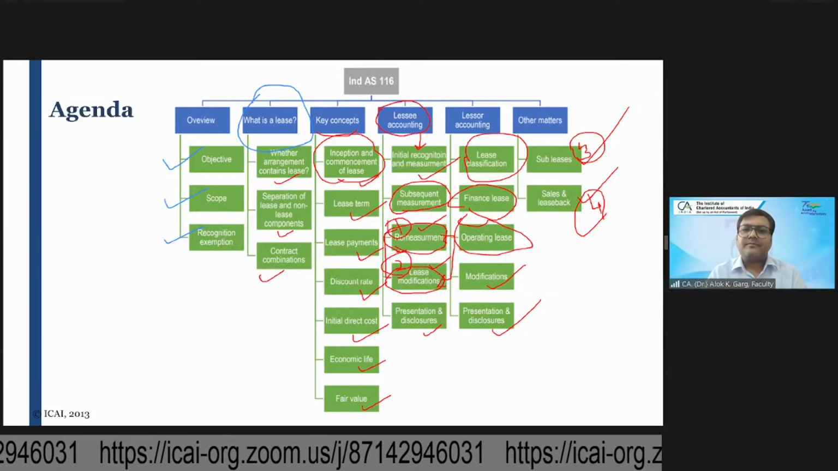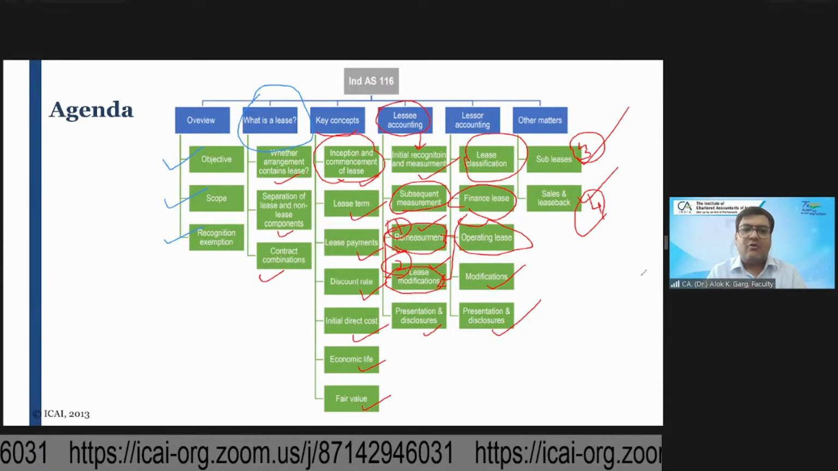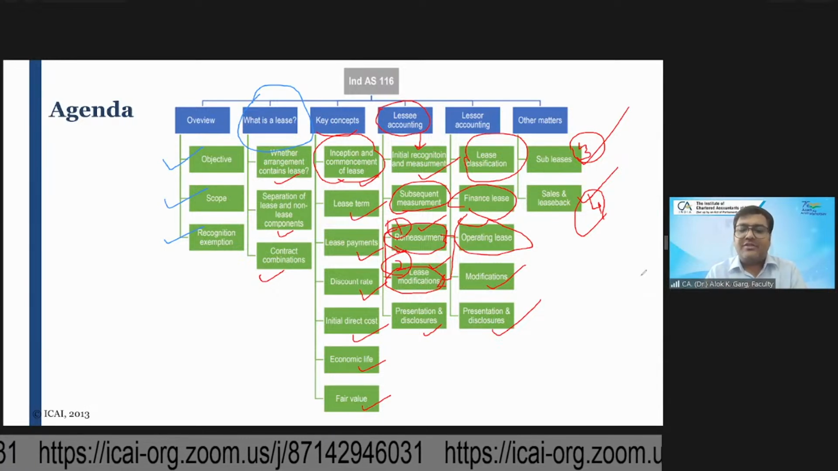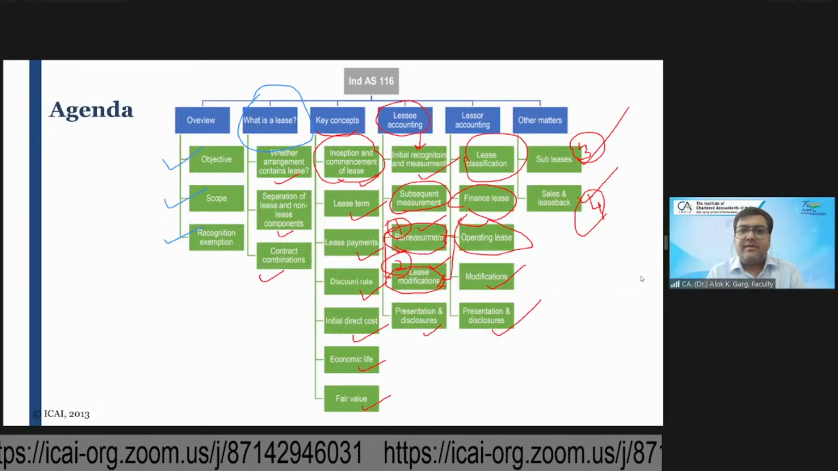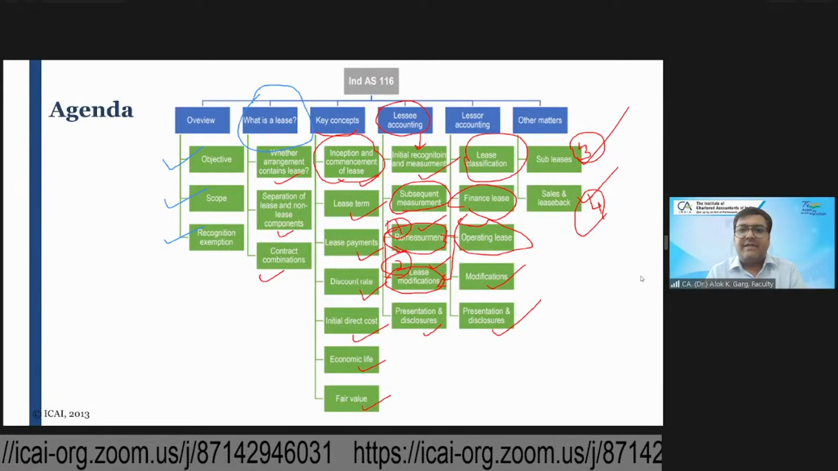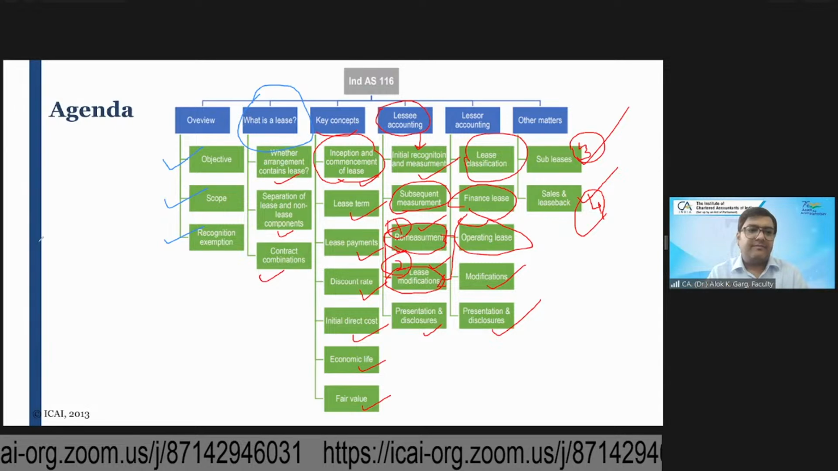Okay. So these four, I hope you guys have already written down these concepts. Have you written down these concepts? Okay. Shall I move forward? Fine.